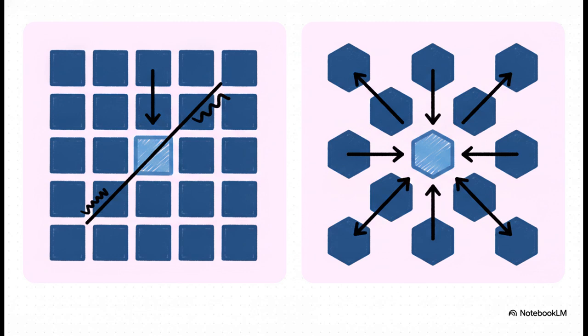But with a hexagon, the distance from the center of the cell to the center of all 6 neighboring cells is exactly the same. It's a perfect radius. It makes calculating distances flawlessly smooth and mathematically consistent across the entire globe.